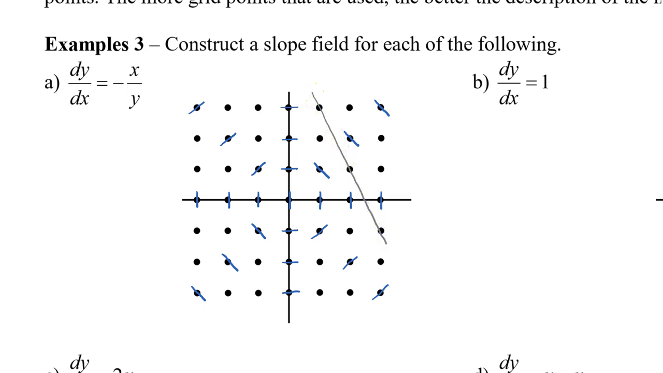And then I would draw a little slope at this point here, and I'll draw that in blue, and then erase my gray line. Okay. At 3, 1, I get negative 3 divided by 1, so this has a slope of negative 3.